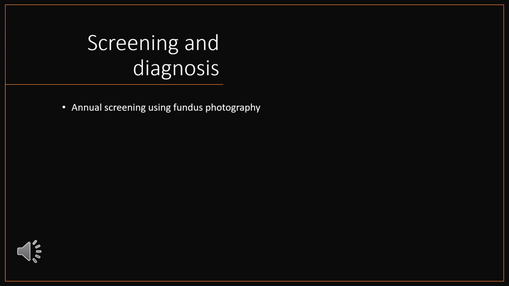Screening and diagnosis. Because early diabetic retinopathy is often asymptomatic, screening is critical. Guidelines recommend annual retinal screening for most adults with diabetes and earlier and more frequent screening in high-risk individuals. Diagnosis is typically made using dilated fundus examination, retinal photography, and optical coherence tomography when macular edema is suspected.